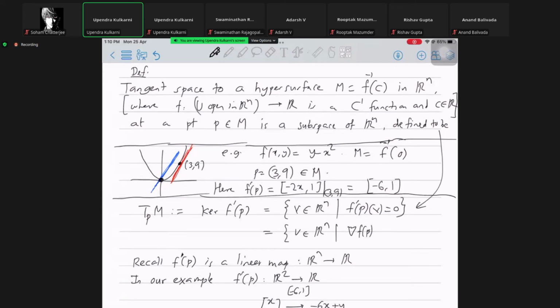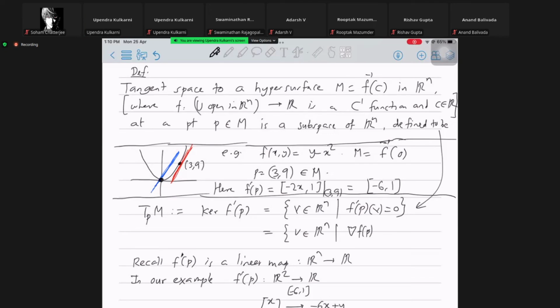F prime is a row vector. The gradient is the column vector, the transpose. So it's just the transpose. And now v also is going to be a vector in the original space. So evaluating a row vector on a column vector, if I change that row vector to a column vector, then what does that operation correspond to? Instead of evaluation, now it just becomes a dot product.